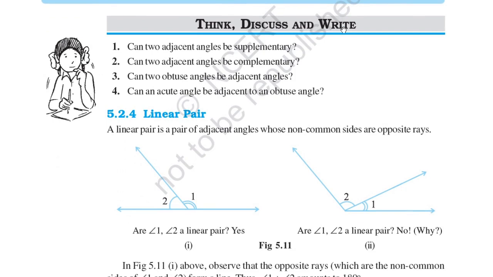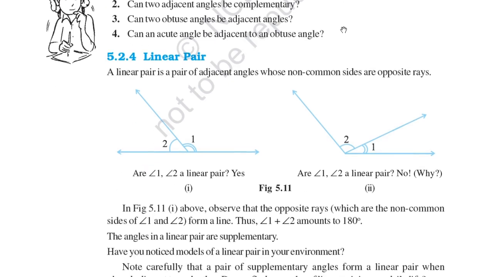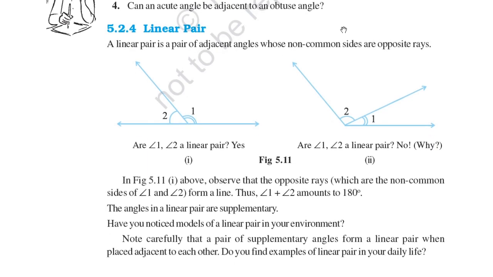Now, linear pair. A linear pair is a pair of adjacent angles whose non-common sides are opposite rays. You can see here angle 1 and angle 2 are a linear pair. So these are a linear pair. It is an adjacent angle and a linear pair.